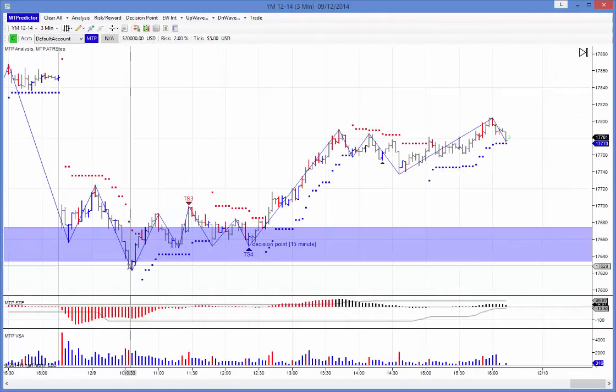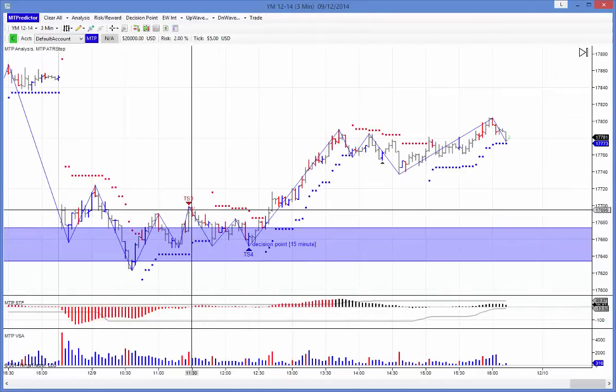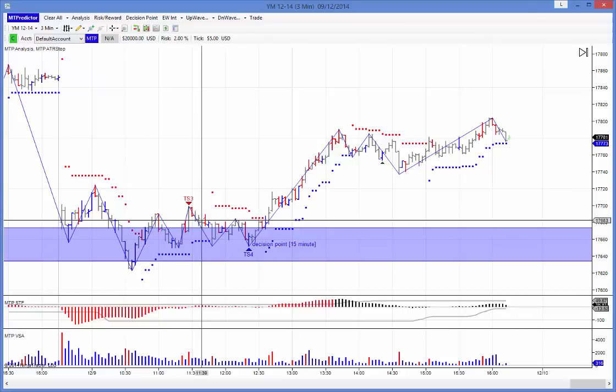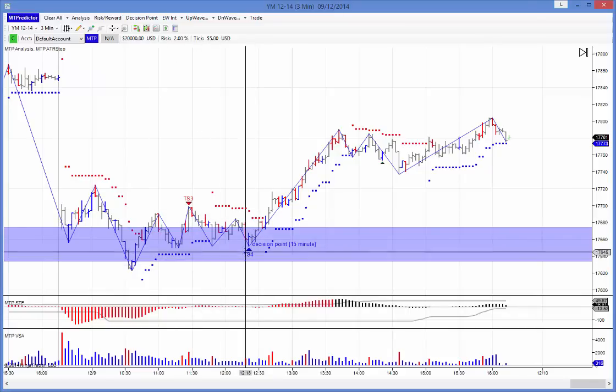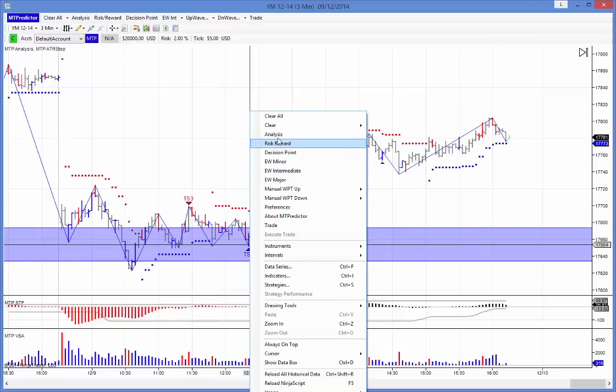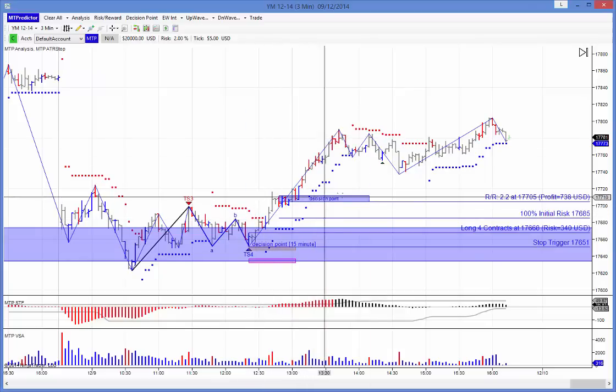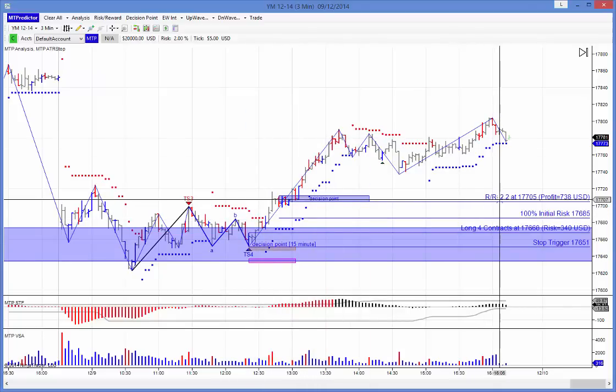Well, because this was larger degree support, you would not have been looking to take this TS3 sell, because advanced traders would know the large degree trend had then turned up. Therefore, you'd have considered this TS4 buy setup. So let's place the analysis on this. At the first target, a nice 2.2R profit.